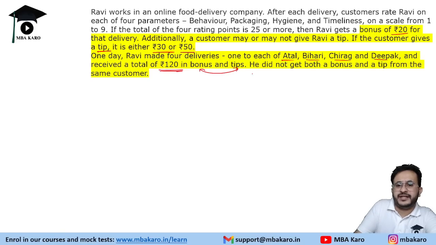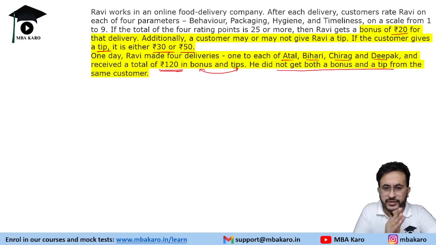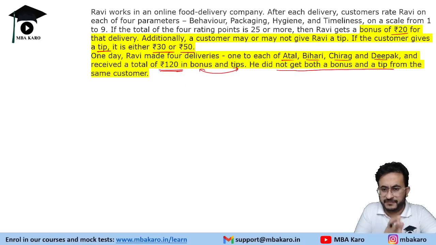Bonus and tips. He did not get both a bonus and a tip. So there are four people, right? Either he will get a bonus or he will get a tip, total 120. Now let us think how we can make it 120. So using 2, 3, 5, we have to make 12.